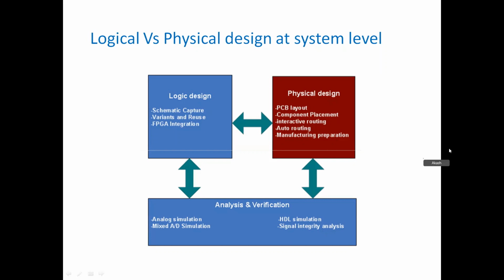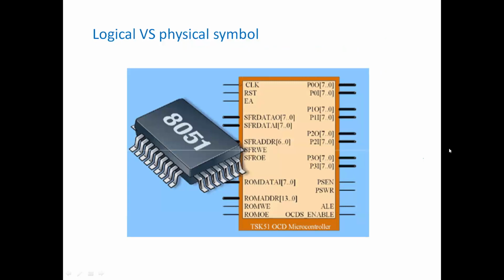On the analysis side, we have the simulation part, like analog simulation, mixed A/D simulations, HDL simulations, and signal integrity. So these three blocks consist of the complete system level design. And for the EDA tool, we need to clearly have two symbols, the logical and the physical symbol.